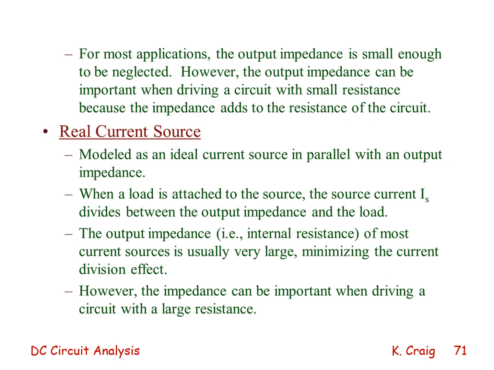A real current source can be modeled as an ideal current source in parallel with an output impedance. When a load is attached to the source, current Is divides between the output impedance and the load. The output impedance, that is the internal resistance, of most current sources is usually very large, minimizing the current division effect. However, the impedance can be important when driving a circuit with a large resistance.